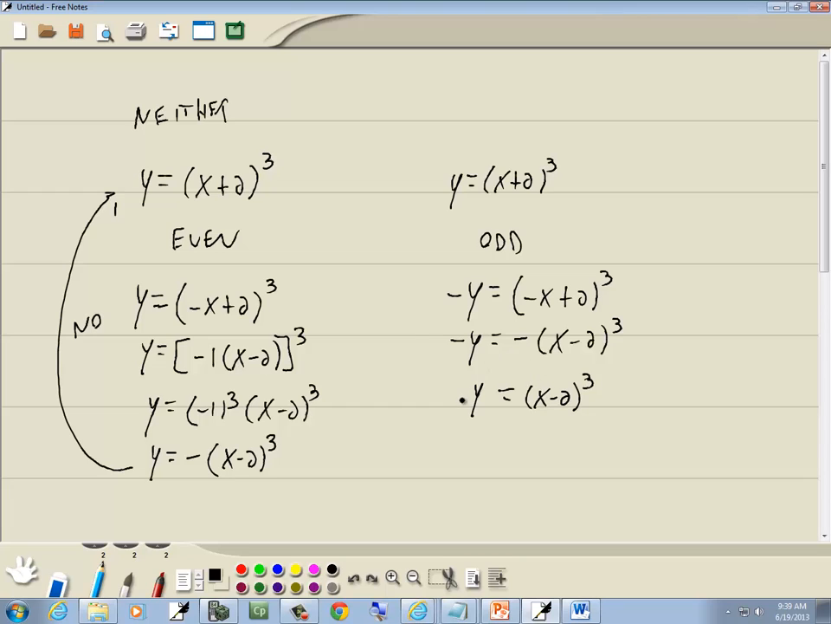Well, it's close to being equal to the original. The y is by itself, the x is there, but the sign's wrong inside. So the answer to that is no. If the answer is no to both of those, then by default, it's neither. Again, I'm happy with the graph, so you don't have to do it algebraically.